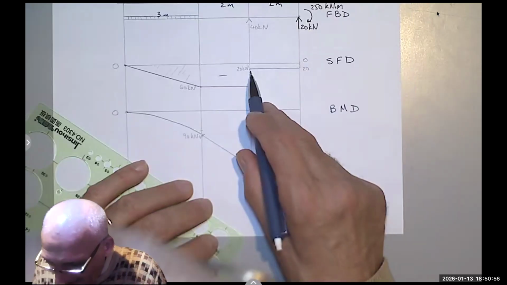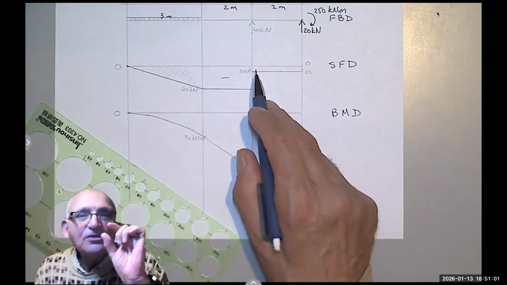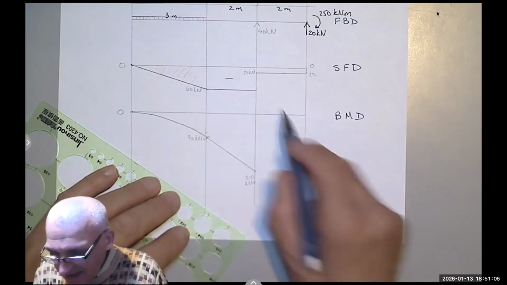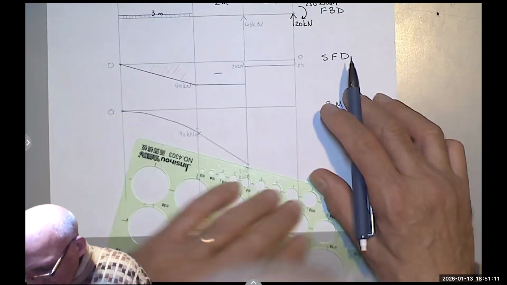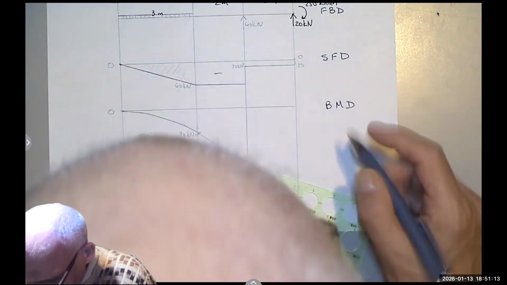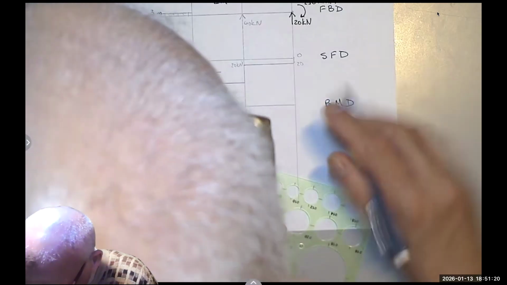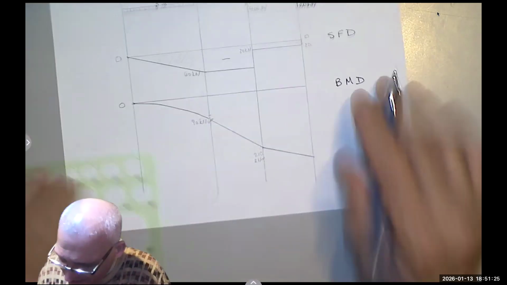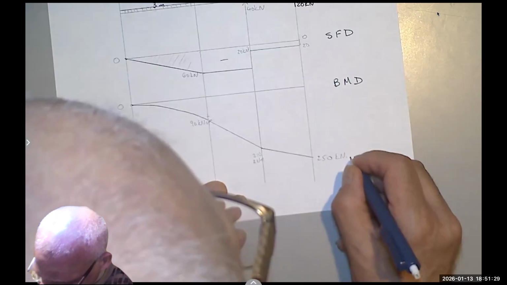Then I will increase again, but at a slower slope. Here it was 60, right? And here it's only 20. And 20 times 2 is 40. So I will go down another 40 at a smaller slope as a magnitude, as an absolute value. And again, it's not to scale, but it shows me that I will end up with 250 kilonewton meter.